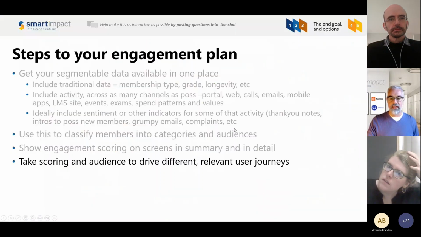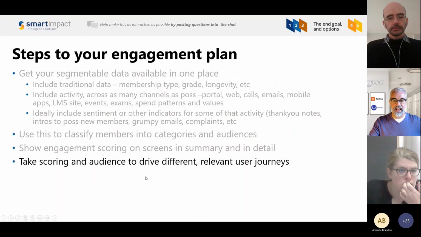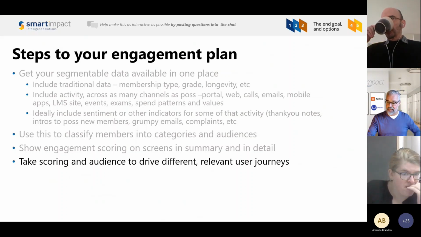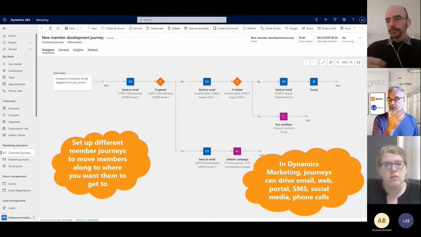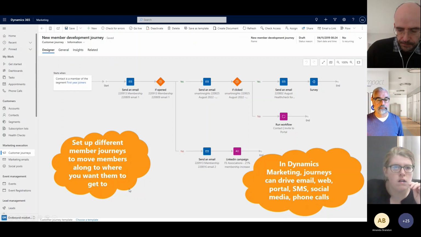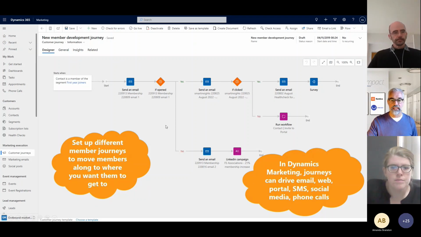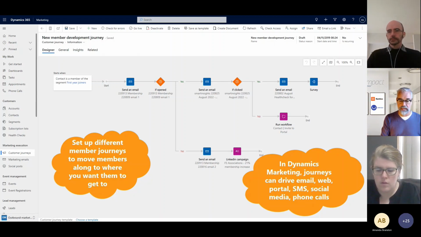So moving that on, the last part of that is, once you've analyzed information as it is today, you can then start to take different action. You can do it manually, or you can set up marketing automation. There's a lot of tools around. This one's called Dynamics Marketing, which is part of the suite. You set up different member journeys for all of the different classifications that you've got. So this one's a new member development journey. It's essentially the welcome pack that Adam was talking about with the Royal Society of Arts.